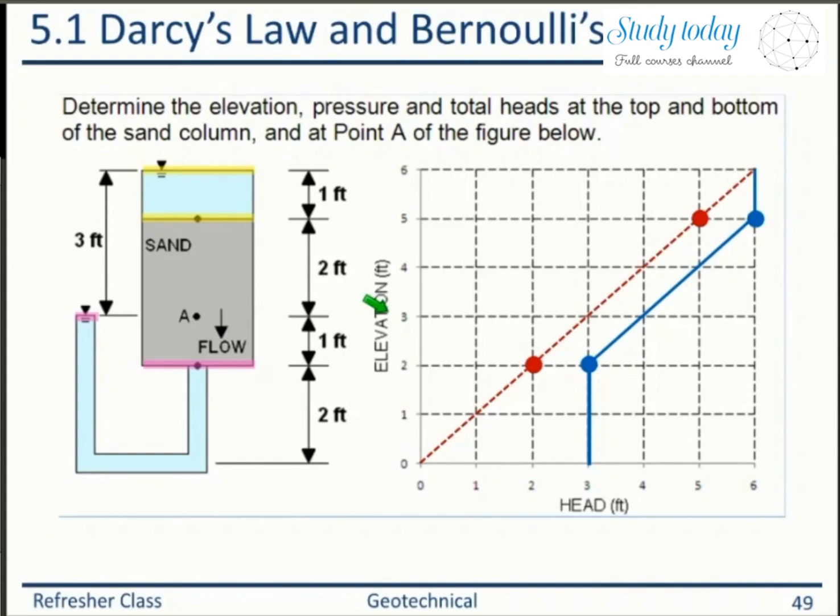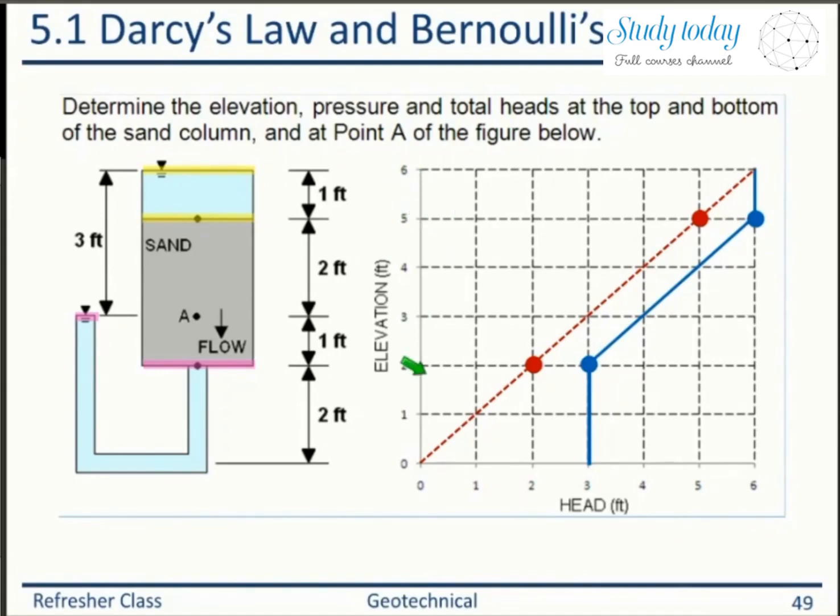But it would be interesting if you can plot the pressure head now. When your elevation is 6, what is the pressure head? So that's your elevation, right? When your elevation is 6, pressure head is 0. When your elevation is 5, what is the pressure head? Pressure head is 1, right? So when elevation is 6, pressure head is 0. When elevation is 5, pressure head is 1.